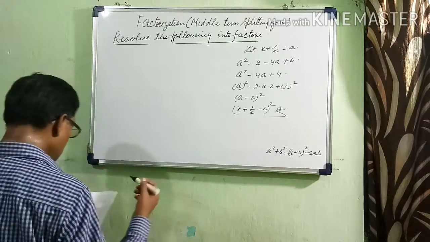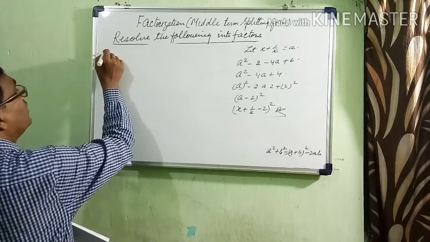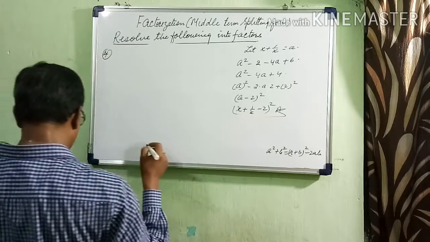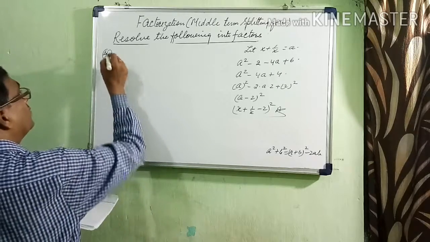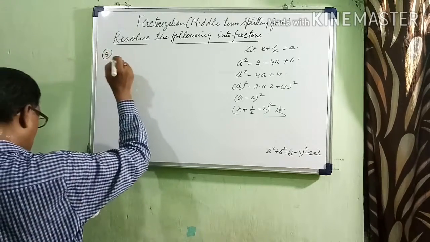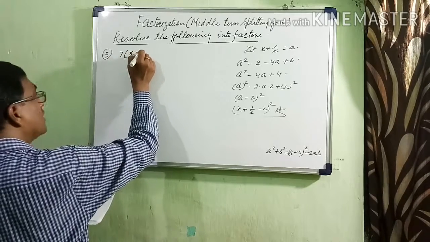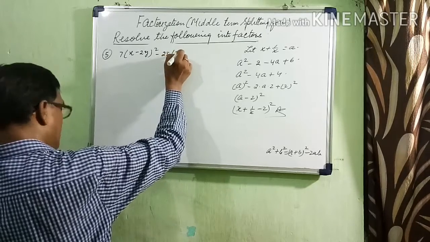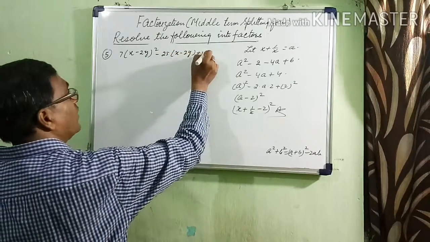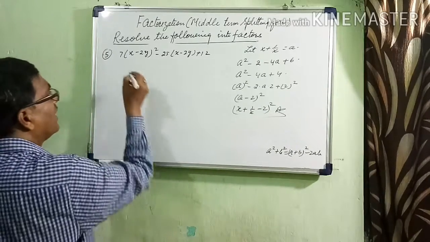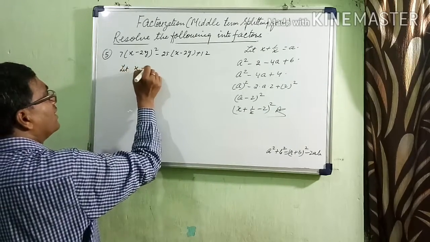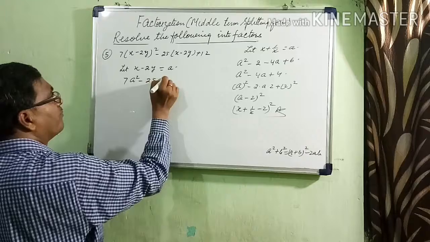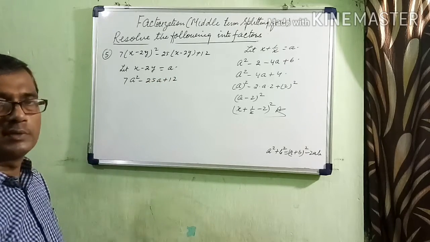Now, this is fourth number, no? Fifth number, sorry. 7 into x minus 2y the whole square minus 25 into x minus 2y plus 12. We will say let x minus 2y is equal to a. So 7a square minus 25a plus 12. And now it is in the form of quadratic.